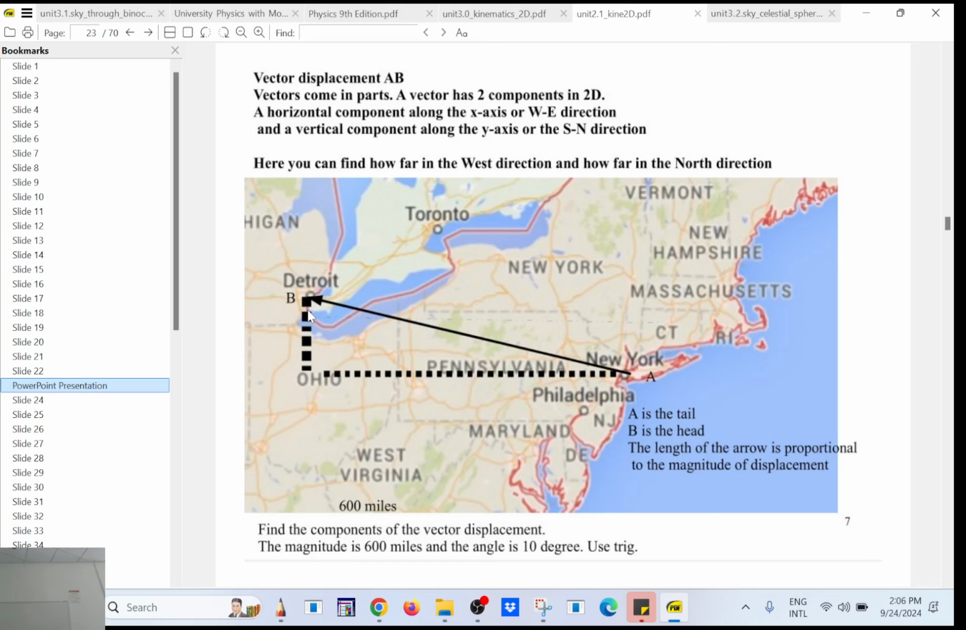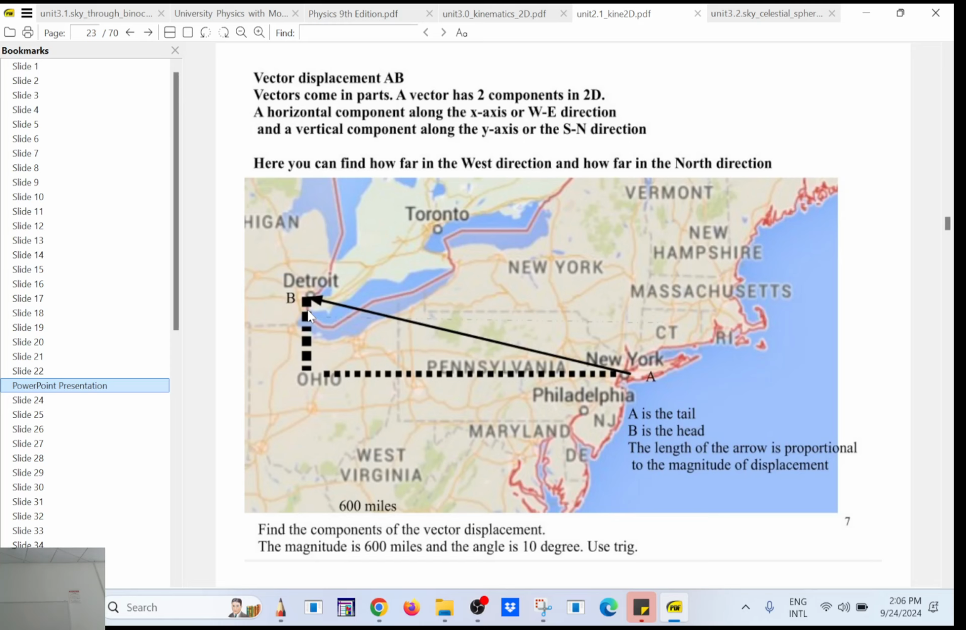Trig, or in that case, that would be the Pythagorean theorem, right? Or x squared plus y squared equals hypotenuse squared. Do you agree? And the direction, you're going to use tangent, right? So if you have your vector here, you can see you're going to do opposite over adjacent. That's going to be that angle here.